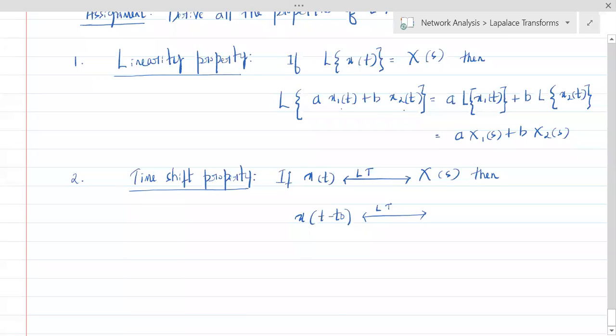Okay, this is what is time shift, shift in time. So we are shifting. This time is being shifted by t naught seconds to the right. This is right shift of the signal.